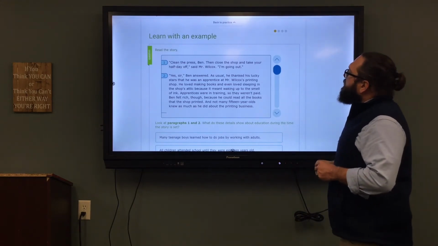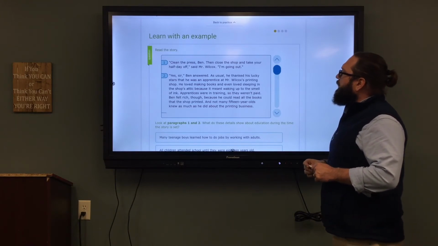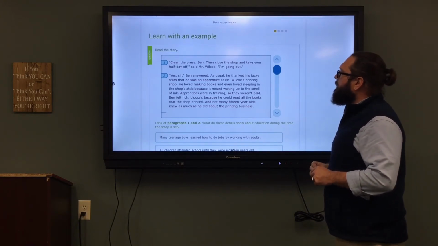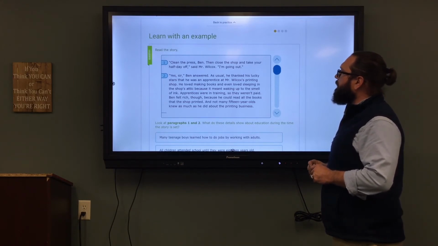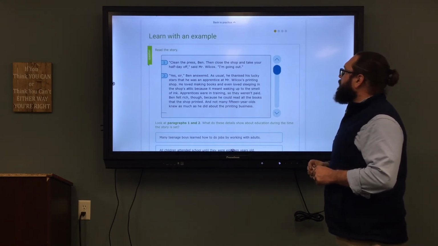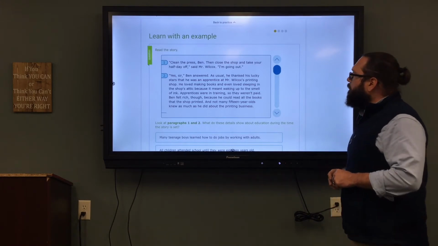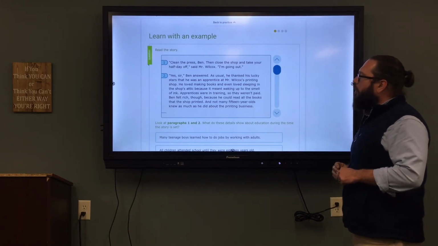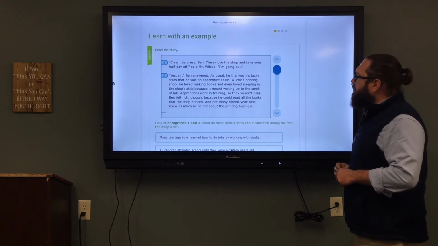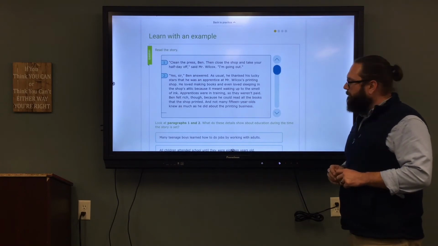"Clean the press, Ben, then close the shop and take your half day off," said Mr. Wilcox. "I'm going out." "Yes, sir," Ben answered. As usual, he thanked his lucky stars that he was an apprentice at Mr. Wilcox's printing shop. He loved making books and even loved sleeping in the shop's attic because it meant waking up to the smell of ink. Apprentices were in hard training, so they weren't paid. Ben felt rich, though, because he could read all the books that the shop printed. And not many 15-year-olds knew as much as he did about the printing business.